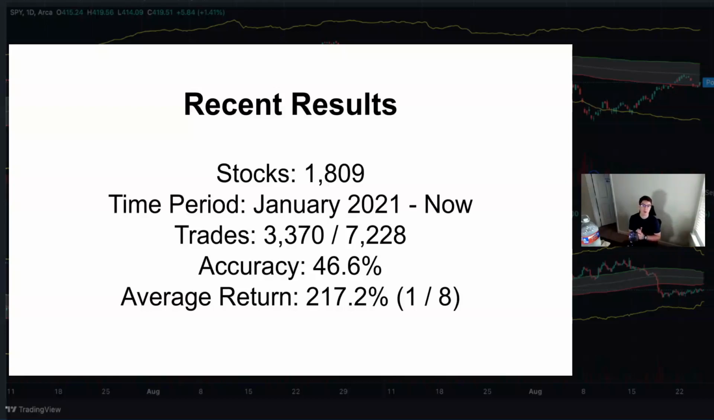That gives us about a 46.6% accuracy rating and a total return of 217%, basically over the last year and a half. So again, a 217% return is amazing. And I would say a 1 to 8 risk to reward shows that this can have a lot of potential. So again, trend trading stocks may have some great potential.